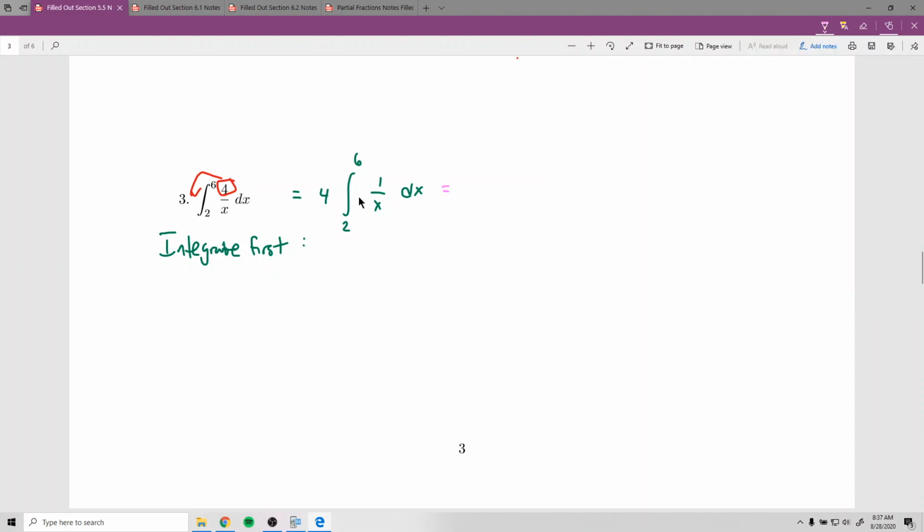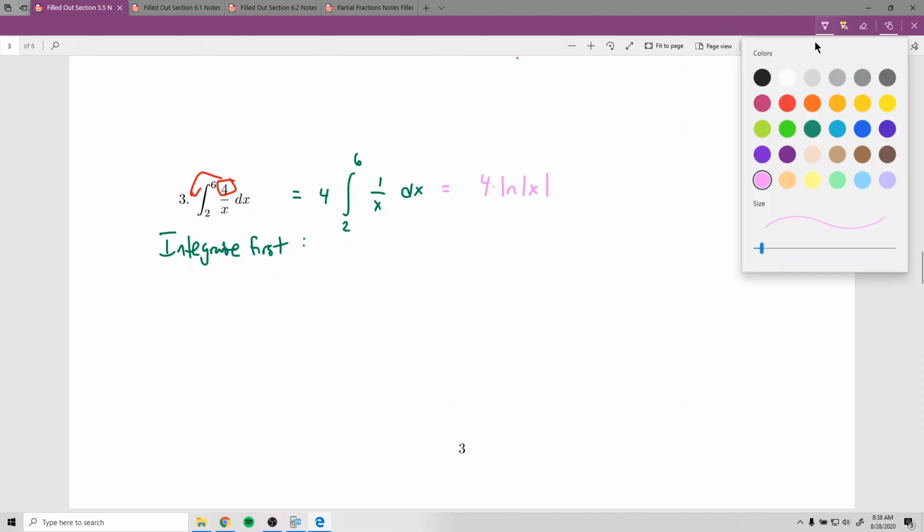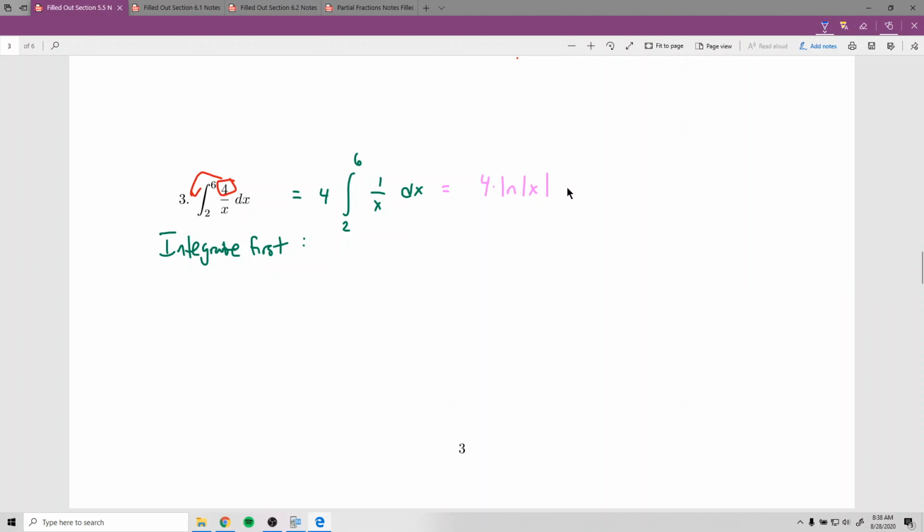And then when we integrate 1 over x, that's our special natural log of x. So we got 4 times the natural log of the absolute value of x. Don't forget this absolute value because if you need to plug in a negative number, it'll correct it and make it positive. Okay, so we got to make sure we do that. We've integrated. We don't need our plus C because of the definite integral, the numbers.